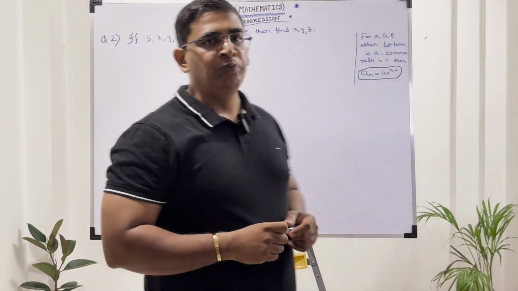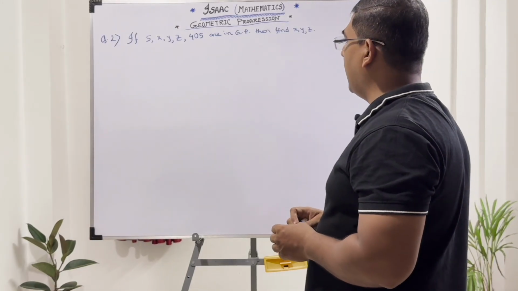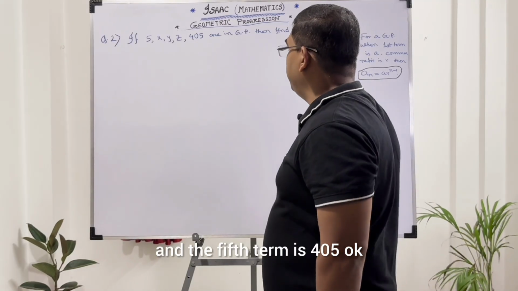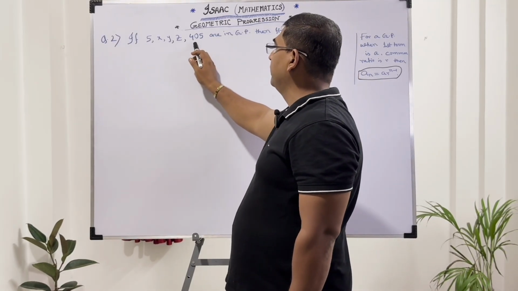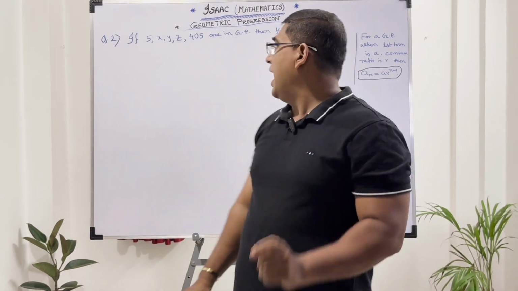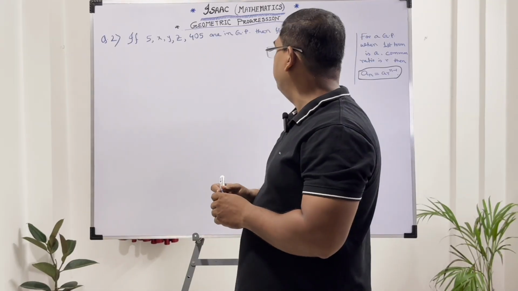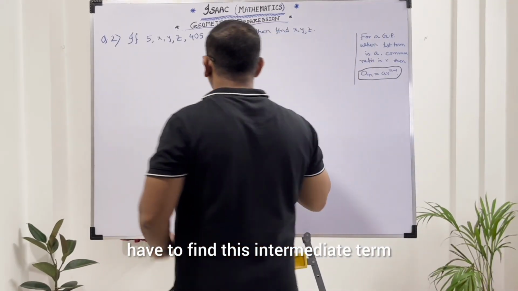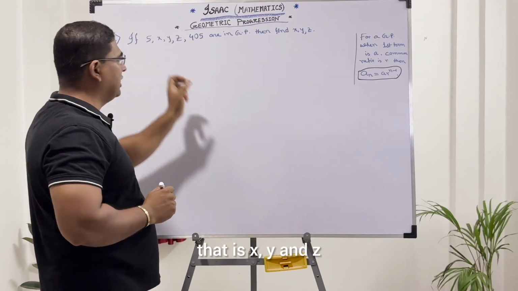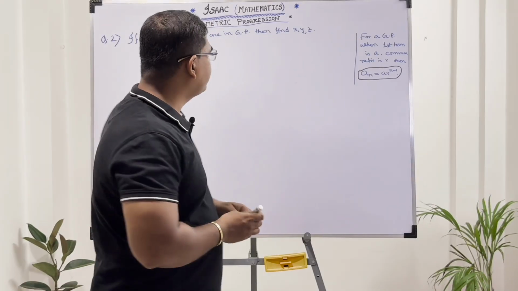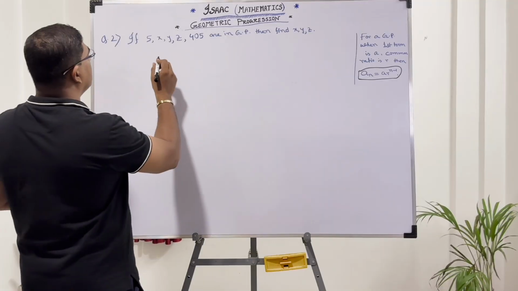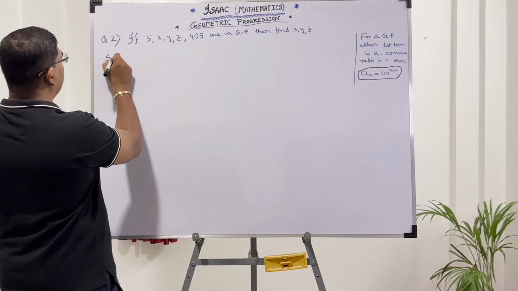In problem number 2, we consider a GP where the first term is 5 and the fifth term is 405. So there is a GP whose first term is 5 and the fifth term is 405. We have to find these intermediate terms, that means second term, third term and fourth term, that is X, Y and Z. Solution.